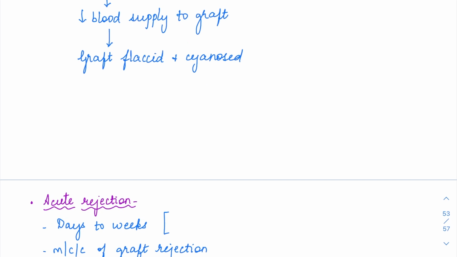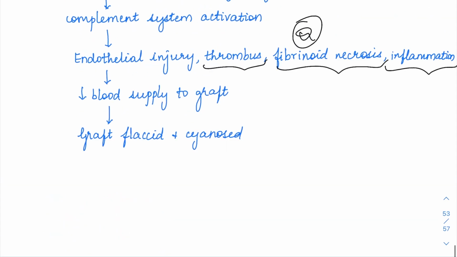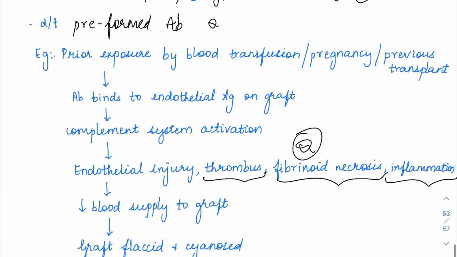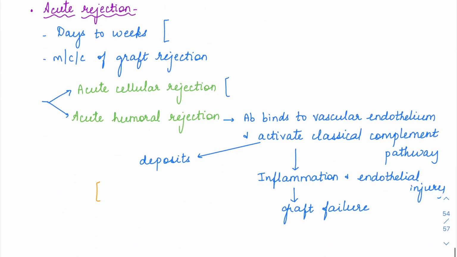So the graft will immediately, within 48 hours, undergo cyanosis and become mottled. Suppose this bigger graft has been placed, it will immediately become very small and cyanosed. That is hyperacute graft rejection. It can happen on the table also. As soon as you place the graft, immediately before they close the surgery itself, the graft can be rejected. That kind of hyperacute rejection can be seen. This was because of preformed antibodies, which was an example of type 2 hypersensitivity.